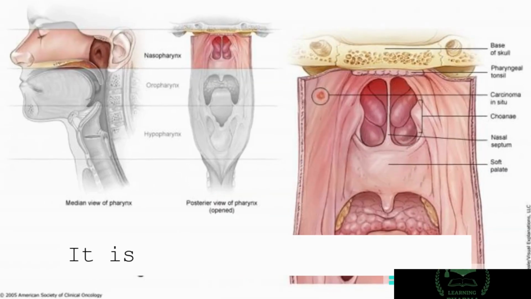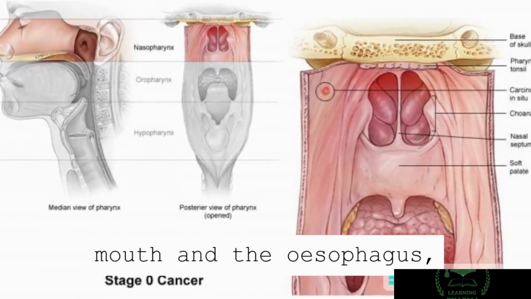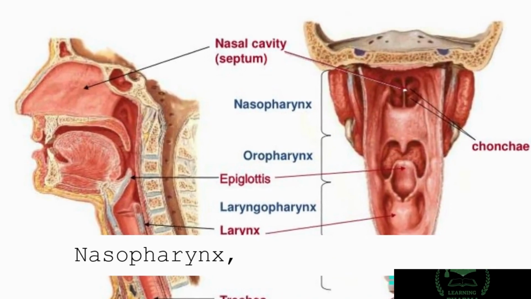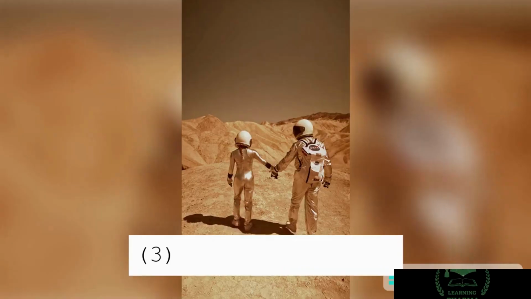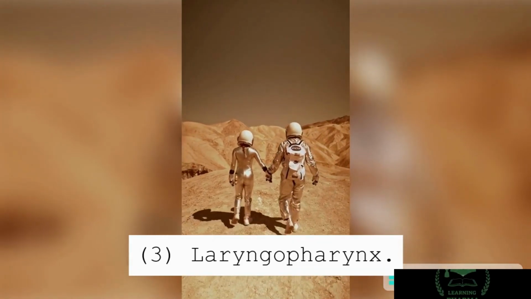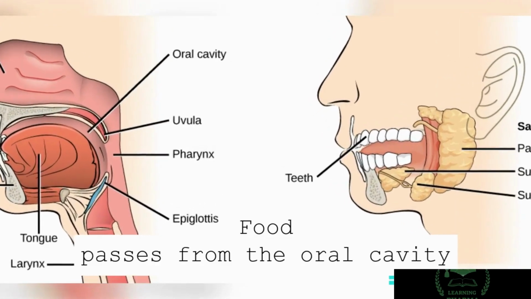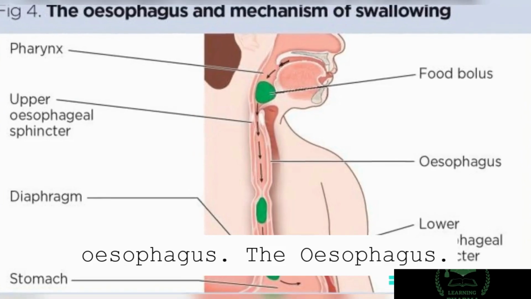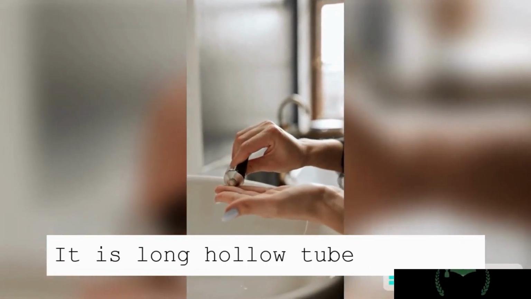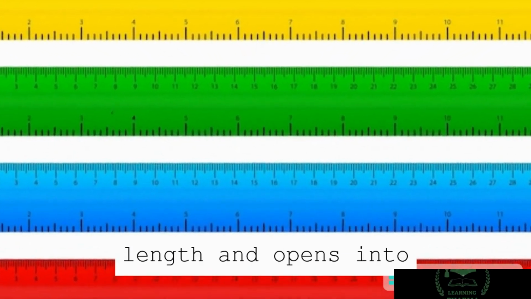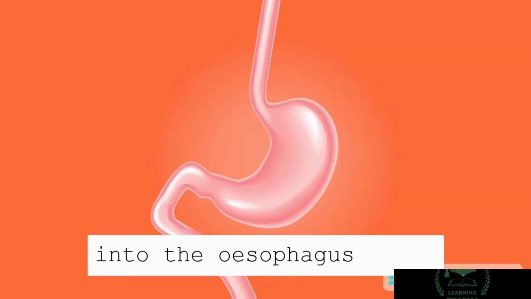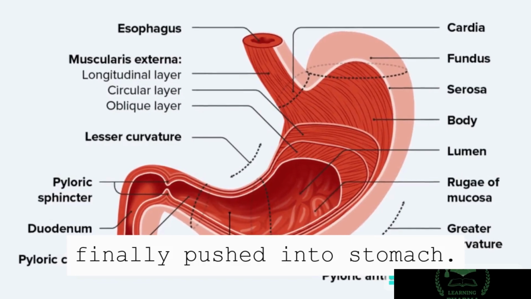Pharynx. It is a tubal space between the mouth and the esophagus, subdivided into three parts. 1. Nasopharynx. 2. Oropharynx. 3. Laryngopharynx. Food passes from the oral cavity to the pharynx, then to the esophagus. The esophagus. It is a long hollow tube 25 cm in length and opens into the stomach. Food passes from the pharynx into the esophagus to be finally pushed into the stomach.